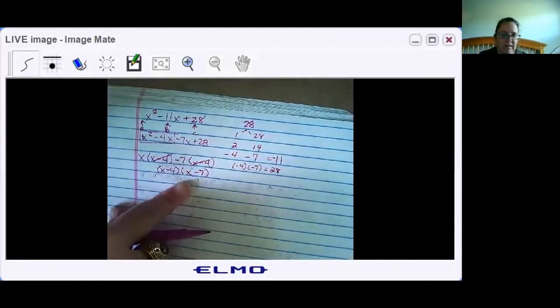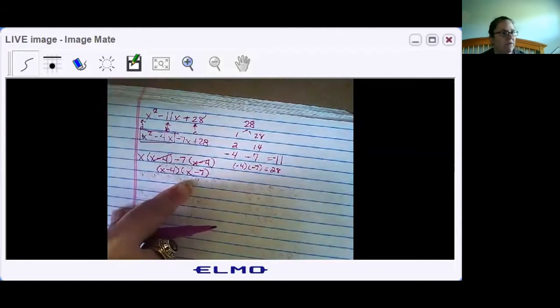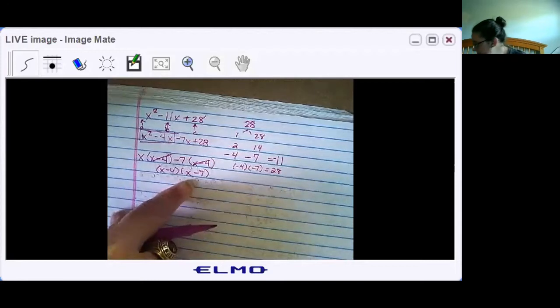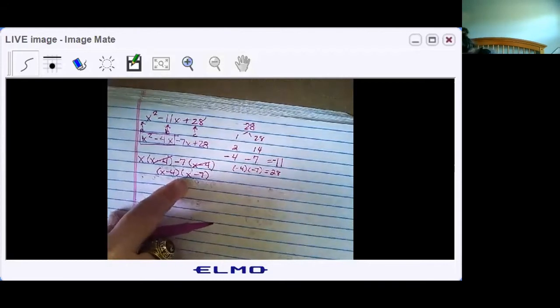So this is possible. You just have to be really careful. Are you going to run across numbers that won't do this and you'll have to go to the quadratic formula? Absolutely. But for right now, the problems we're going to work with, we'll have a way that this works out. So let's try another one.